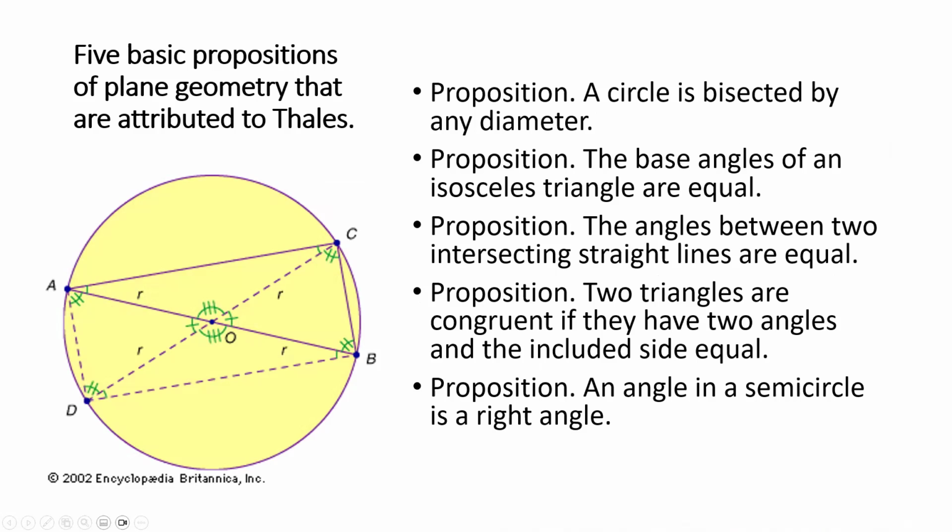The angles between two intersecting straight lines are equal. In this case, this would be something like this angle, it's a straight line, and this angle, it's a straight line. So this line is a straight line. So this angle and this angle must be equal, and this angle and this angle must be equal, which is very true.